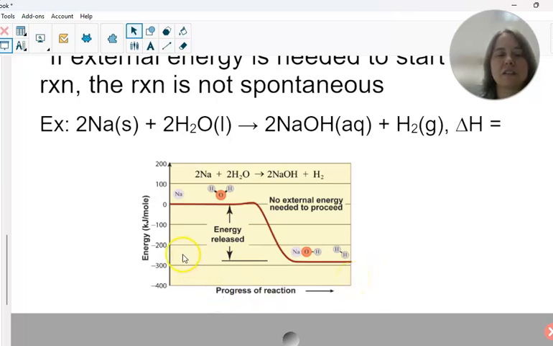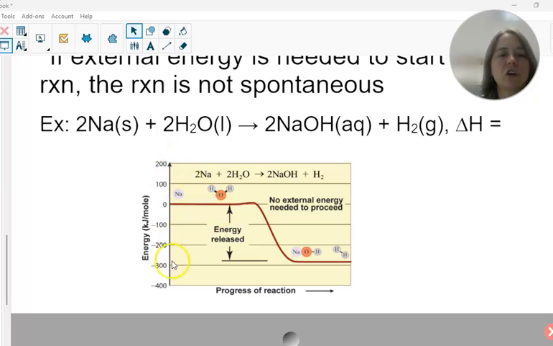Couple of things, I have questions for you. One is, what is the change in enthalpy of this reaction? Another question I have is, is this reaction endothermic or exothermic? And another question I have is, is this reaction spontaneous or not spontaneous?